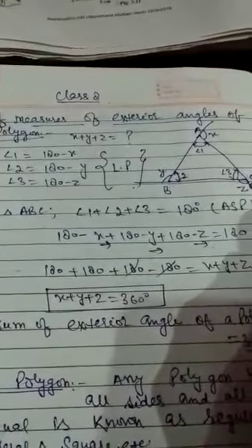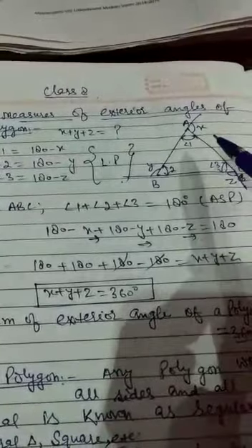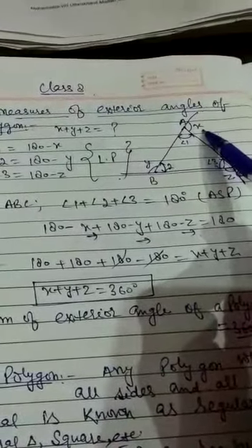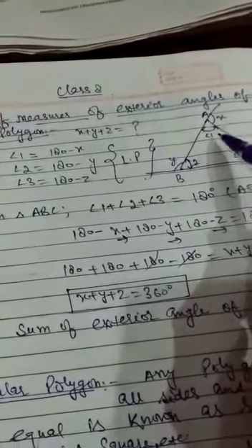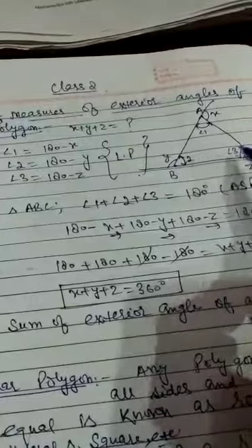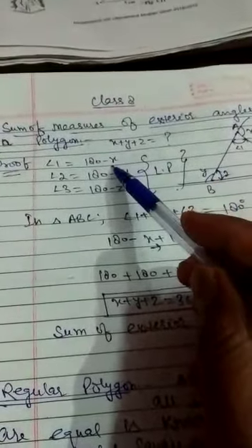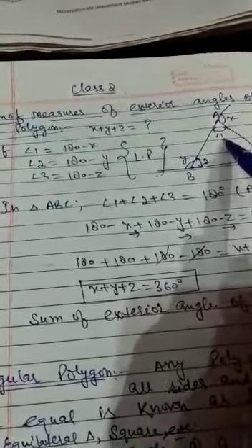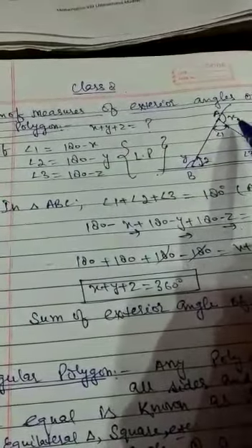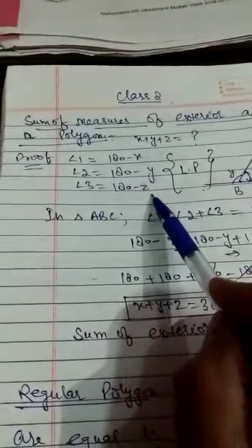So I have taken the simplest polygon, that is a triangle. This is triangle ABC. These are exterior angles of the triangle: x, y and z. Now I considered interior angles 1, 2 and 3. See, if you want to find angle 1, it will be 180 minus x by linear pair. As you can see, angle 1 and x are forming a line. Similarly, angle 2 will be 180 minus y and angle 3 will be 180 minus z.